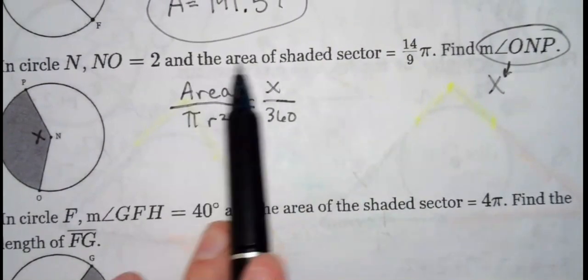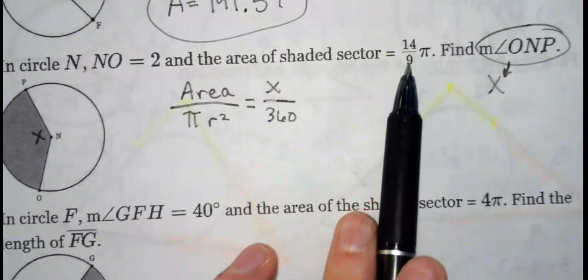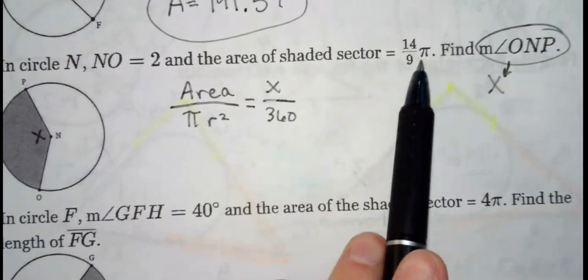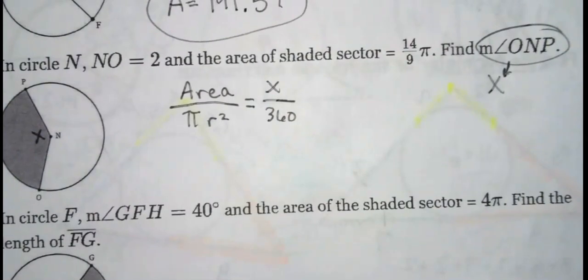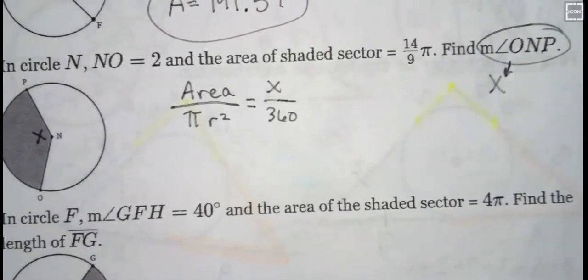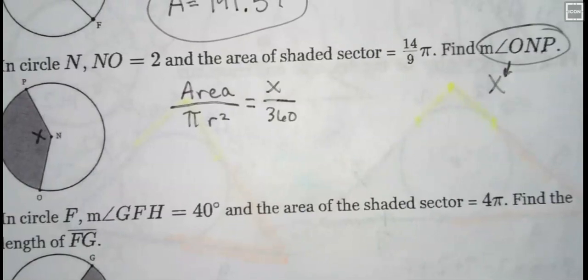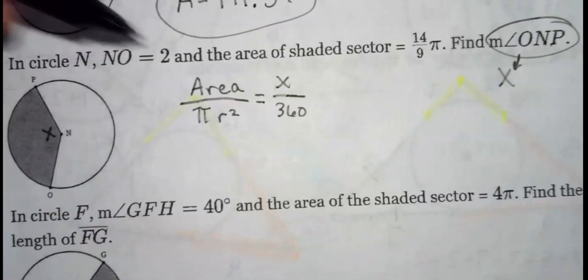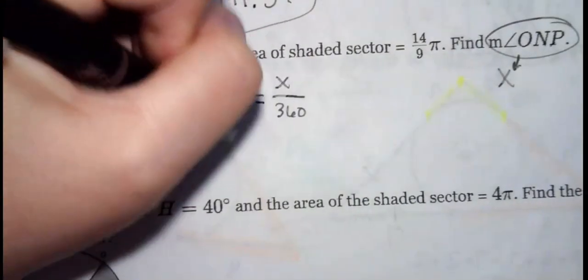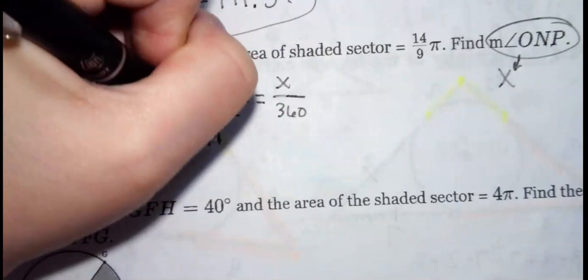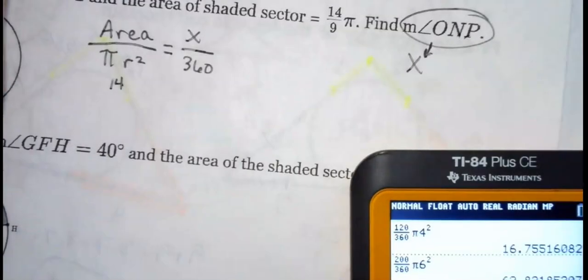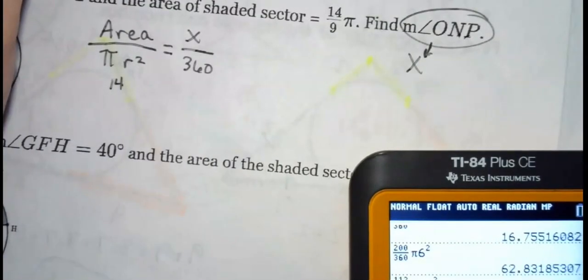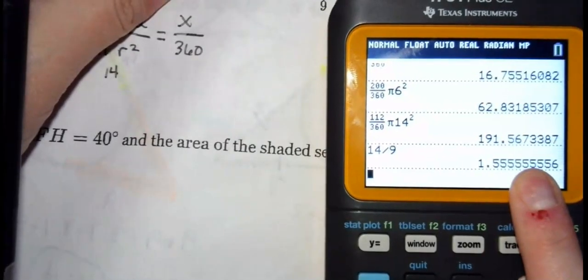So the area of the shaded sector is this 14/9 pi. Don't let that throw you off, okay? Because you're going to end up putting this in a decimal. So we're just going to plug all these things in. NO is 2, so the radius is 2. So on this top thing, we're going to have 14. And the reason it's 14/9 is because it's a decimal that repeats forever.